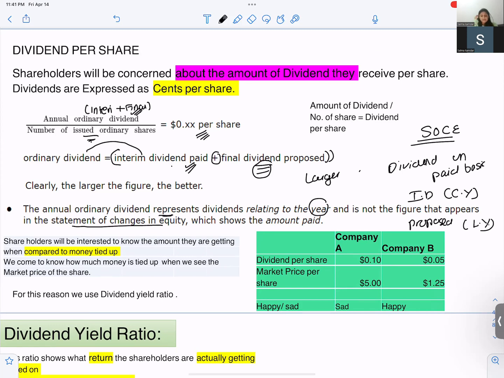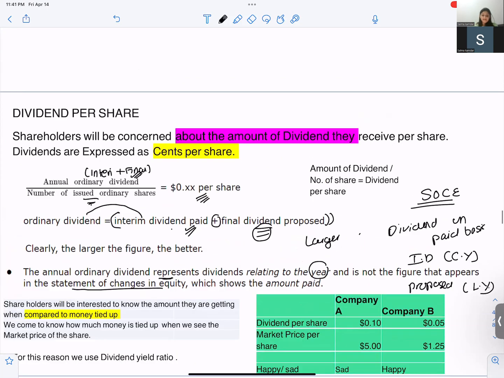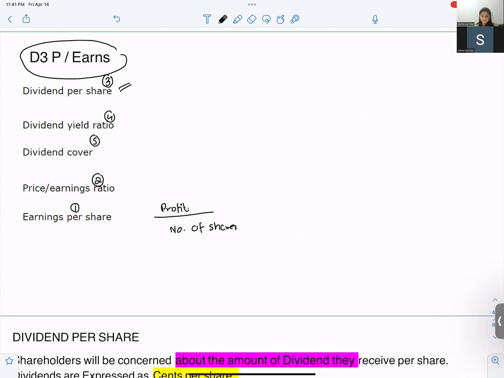Can you tell me again the formula for dividend per share? It is annual ordinary dividend. You can write it along with me. Annual ordinary dividend divided by the number of shares that you have issued.